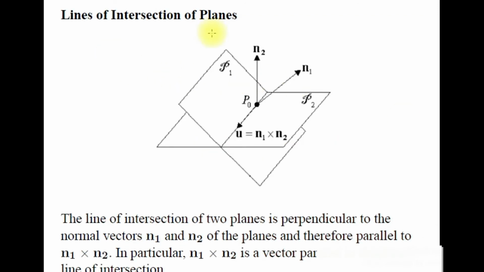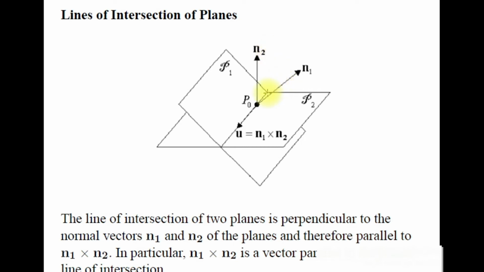Lines of intersection of planes. By looking at this figure, we have a line which is the intersection of two planes P1 and P2. This line is perpendicular to N1 because N1 is orthogonal to the plane P1. Similarly, this line is perpendicular to N2 because this normal vector N2 is perpendicular to the plane P2. So what is the conclusion? The line of intersection of two planes is perpendicular to both the vectors n1 and n2.